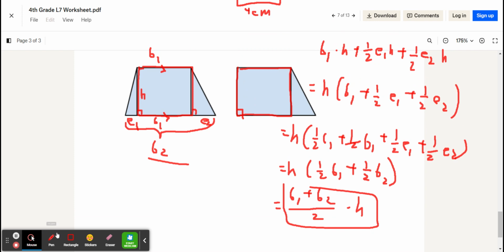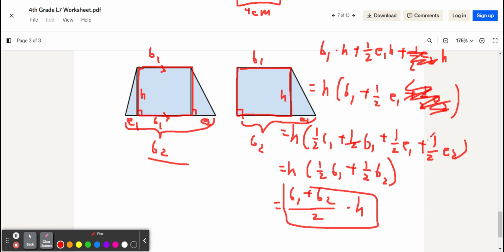And because of the way I solved it, if you do the same thing for this trapezoid, where we say that's B1, this thing is B2, and this is E1, and this is height, this will still work without the E2, because all we have to do is erase this E2, erase this E2, erase this E2, and then we can just have 1/2 B1 plus 1/2 E1, which we have the same thing here, B1, E1, B2, 1/2 B1, 1/2 B1, E1, 1/2 B2. So it's the same thing. So this is the area of a trapezoid, B1 plus B2 over 2 times H.